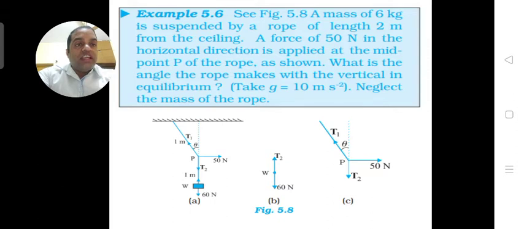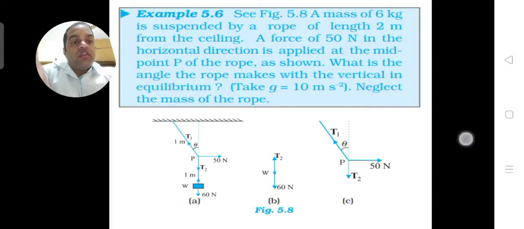So we can say here a mass of 6 kg is suspended. So in the figure we can see that as the mass is 6 kg, the weight will be, as we know, W is equal to mg. So here the weight will be 60 Newton because g is taken as 10 meter per second square. So the weight is vertically downwards, that is 60 Newton, opposite to tension T2.